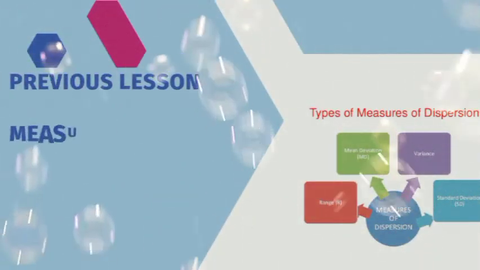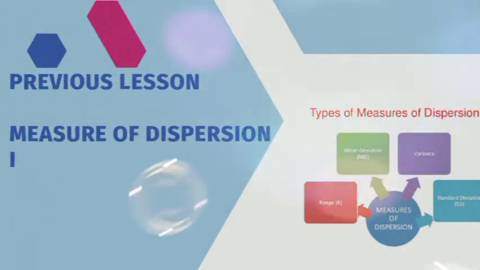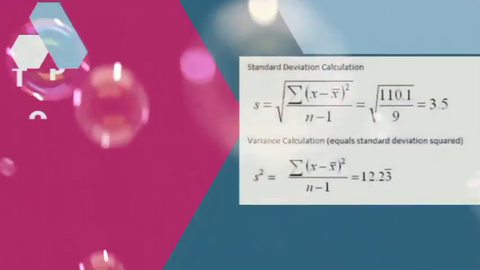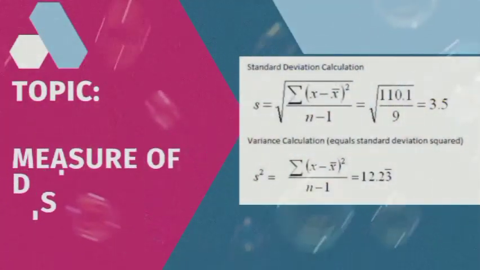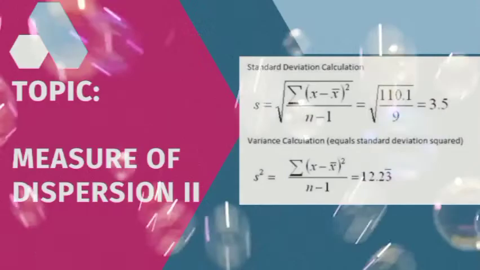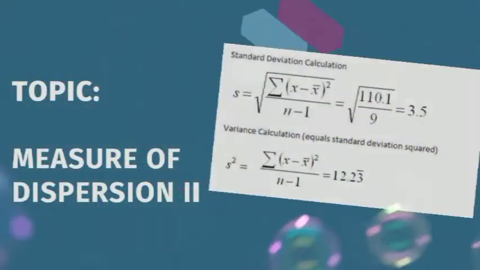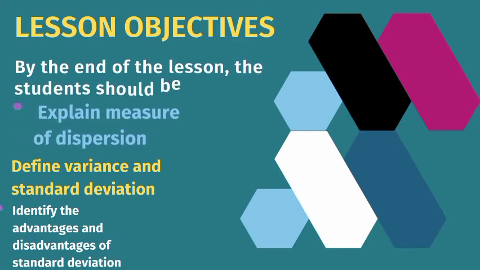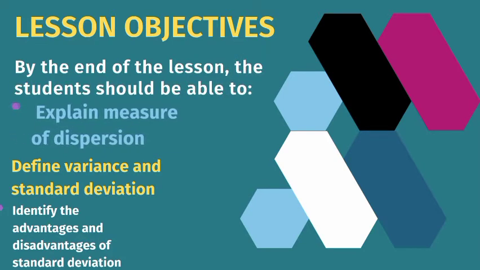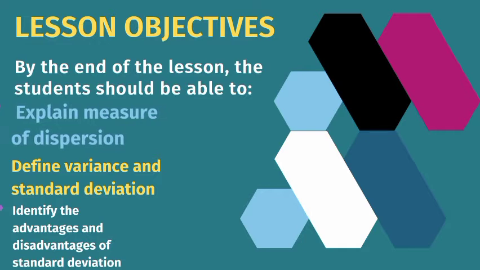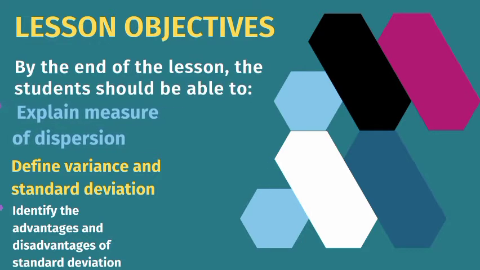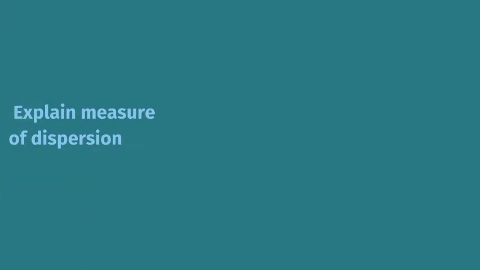In our last class, we discussed measure of dispersion 1, when we talked about the range, variance, and so on. Today's lesson is on measure of dispersion 2, and the objectives are: you should be able to explain measure of dispersion, define variance and standard deviation, and identify the advantages and disadvantages of standard deviation.